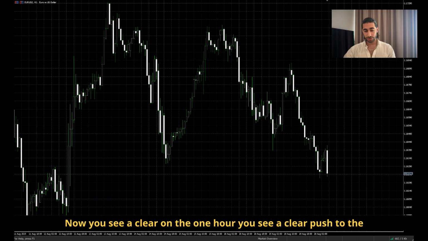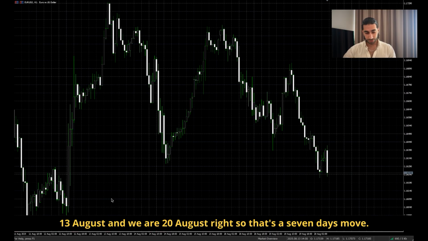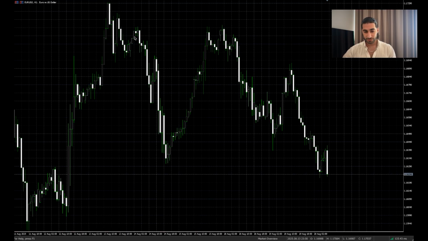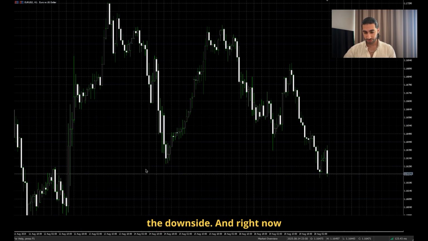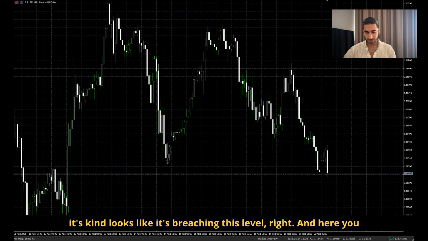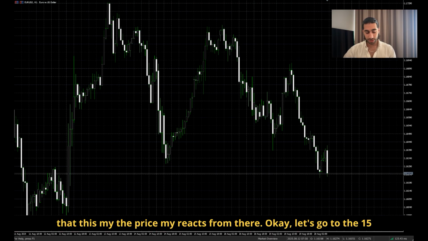Now you see a clear, on the 1 hour, you see a clear push to the downside that started 13 August, and we are 20th August, right? So that's a 7 days move. Went down, went back up, went down, couldn't reach this level, got pushed to the downside, and right now it looks like it's breaching this level, right? And here you have another important level that the price might react from.